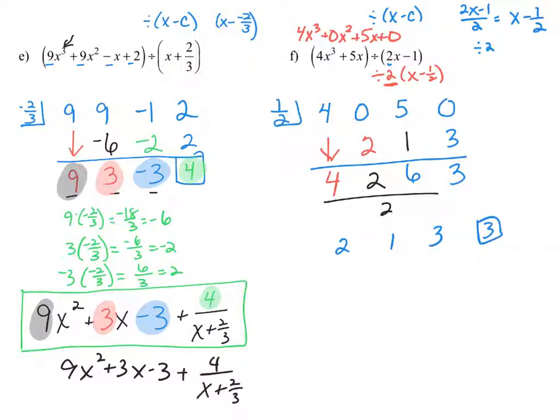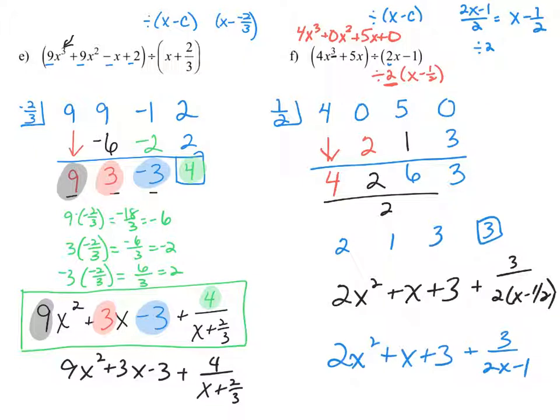So our answer we could write as 2x to the second power. Since our original polynomial was an x to the third power, we reduced that power by 1 to get 2x squared, plus x plus 3, plus 3 divided by 2 times x minus 1/2, or 2x minus 1. So our final answer is 2x squared plus x plus 3 plus the remainder 3. We divided both by 2 and the x minus 1/2 factor, which is 3 divided by 2x minus 1.